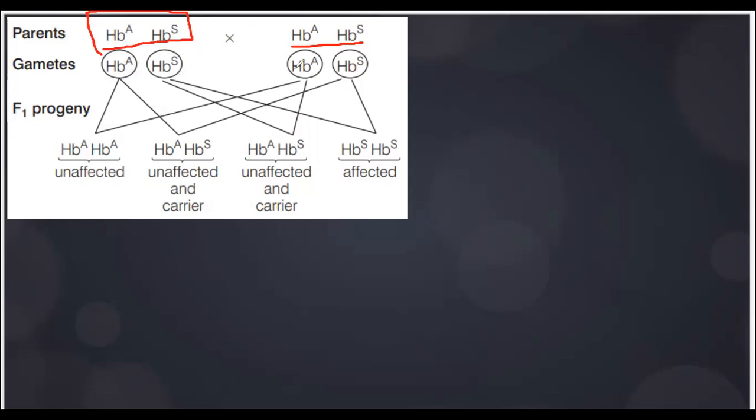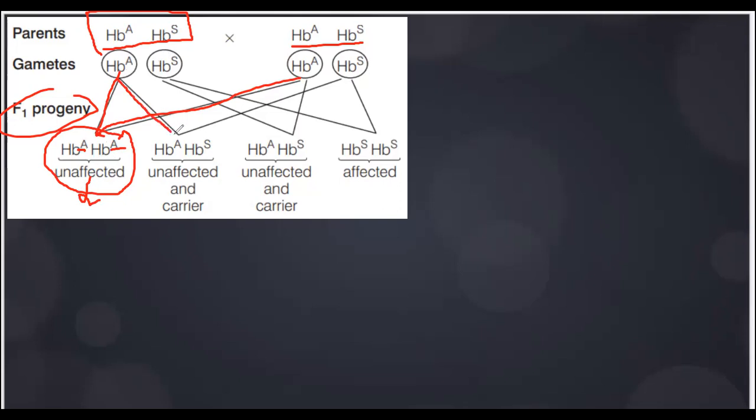You just write it in a circle form, you separate, and now you will do the cross. So what will happen in F1 progeny? When this allele combines with this allele of this parent, male and female, so HBA and HBA, what are the chances of the progeny? That the child is normal because both the alleles are normal for making hemoglobin molecule, and that is how the RBCs will be normal shape. So this child has not got the disease, nor is she the carrier.